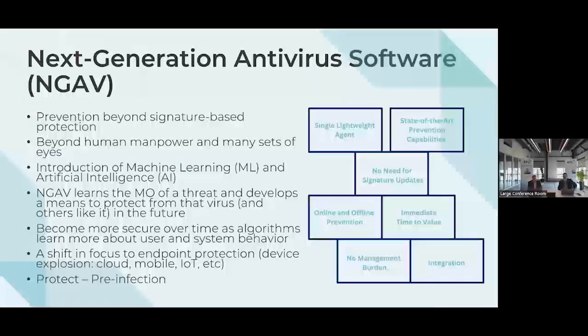And also some advanced techniques for blocking. The next gen part of this new class of software was the introduction of machine learning and artificial intelligence, which of course we hear a lot about today. But this was the early underpinnings of using that technology to detect behaviors and anomalies in those behaviors and begin to alert based off of that, not just signatures. Those algorithms learn more about the user and the system, and it's an increased level of protection. However, this is still the protect side of things. So this is all pre-infection.